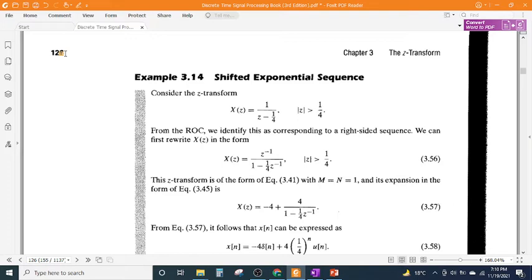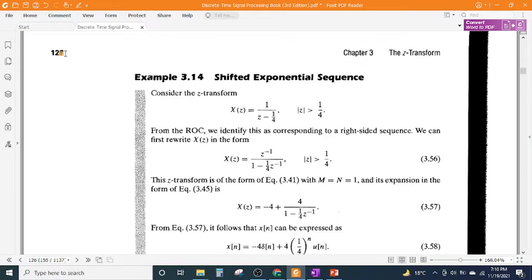3.58. An expression for x[n] can be obtained more directly by applying the time-shifting property. First, X(z) can be written as X(z) = z^-1 · 1/(1 - a z^-1), 3.59. From the time-shifting property, we recognize the factor z^-1 in Equation 3.59 as being associated with a time shift of one sample to the right of the sequence, i.e., a^(n-1) u[n-1].